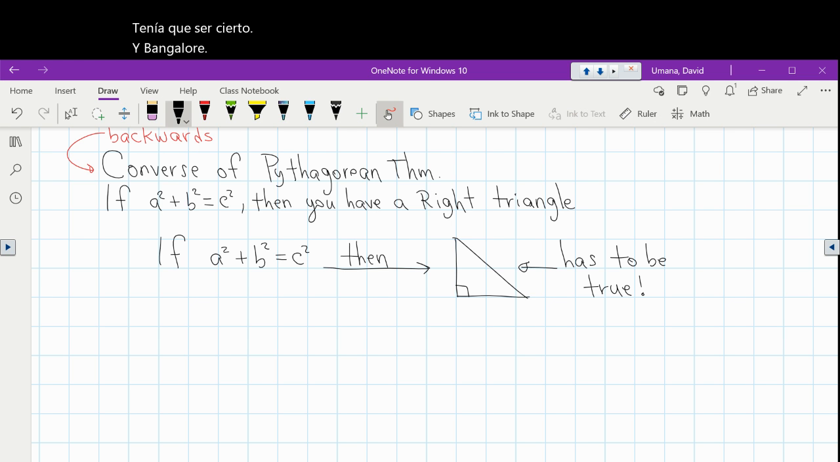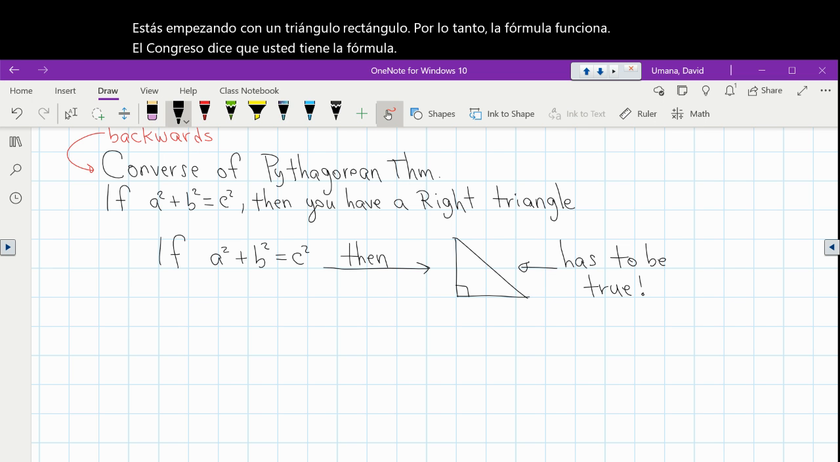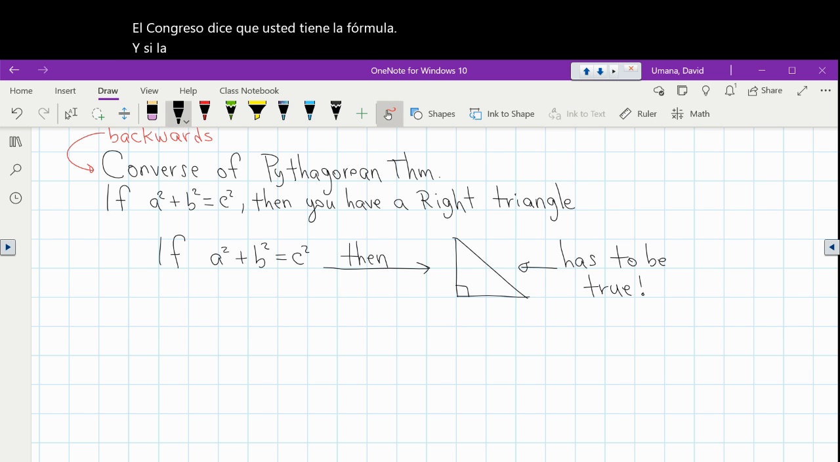You have no choice. The first one said you are starting with a right triangle, therefore the formula works. The converse says, well, you have the formula, and if the formula works, then this has to be a right triangle. That's all it says.